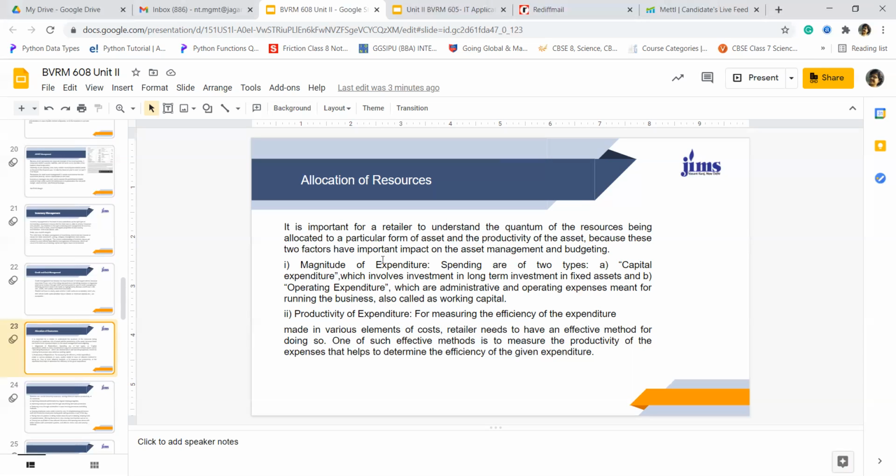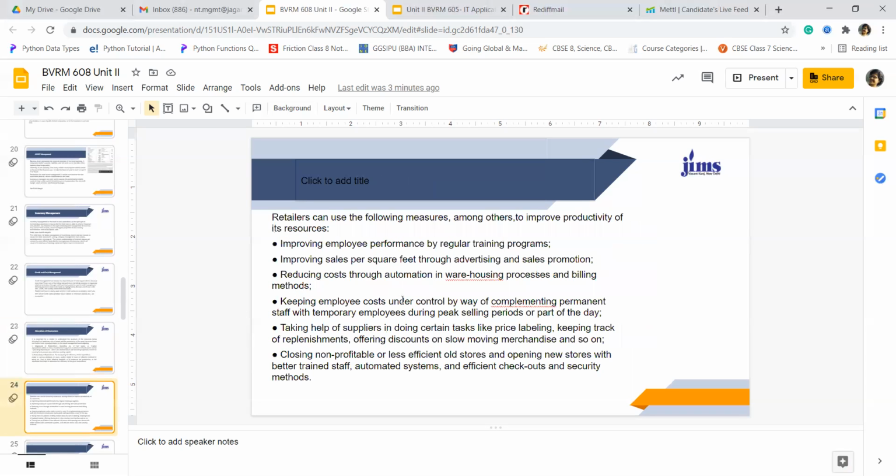One of such effective methods is to measure the productivity of the expenses that helps to determine the efficiency of the given expenditure. Retailers can use the following measures, among others, to improve the productivity of its resources: improving employee performance by regular training programs, improving sales per square foot through advertising and sales promotion. These are the motivating factors for employee retention as well.